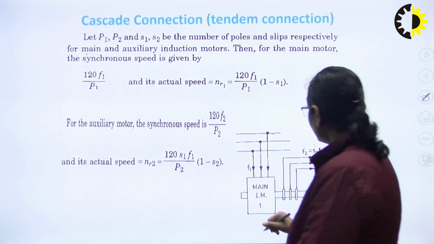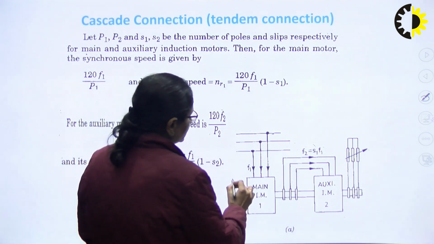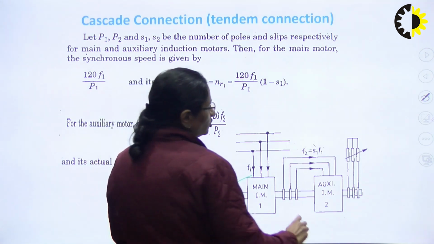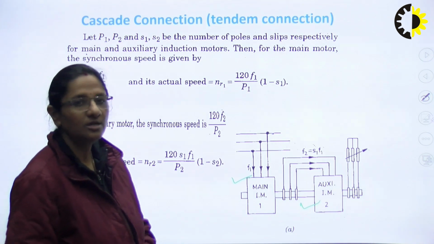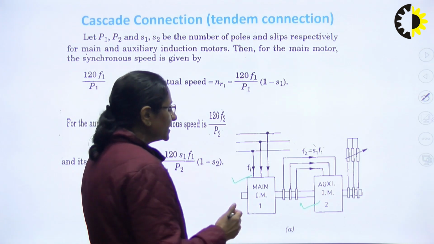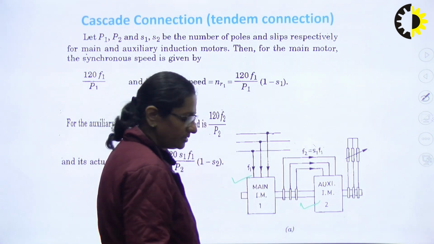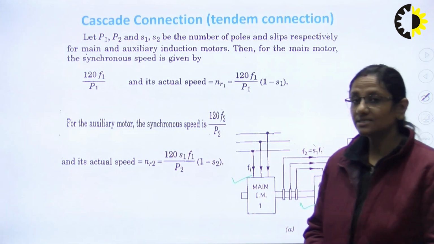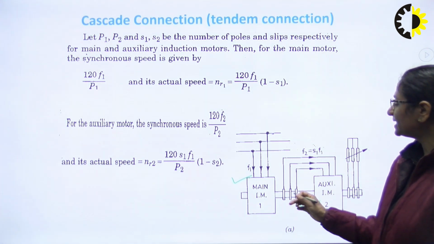In cascade connection, two motors are connected in cascade. The first motor is the main motor for which speed control is required. The second motor is the auxiliary motor, and the auxiliary motor is actually responsible for controlling the speed of the main motor in this particular method. In cascade connection, the power is extracted from the main motor and it is given to the auxiliary motor. Besides this, the two motors are coupled mechanically.